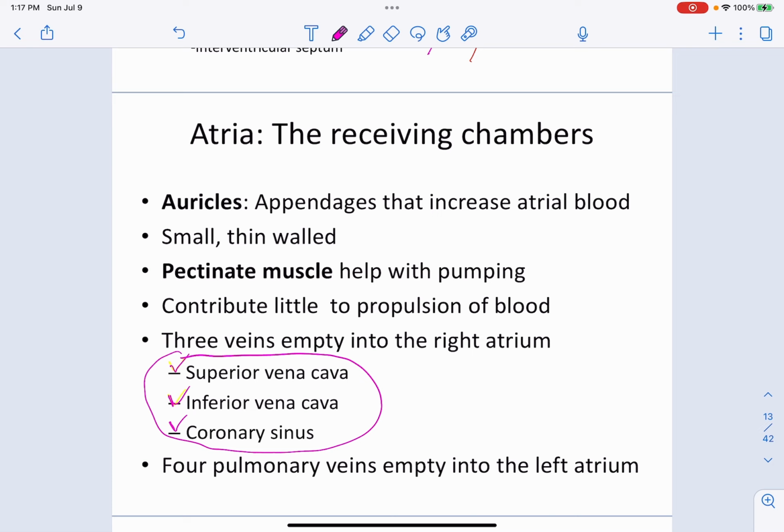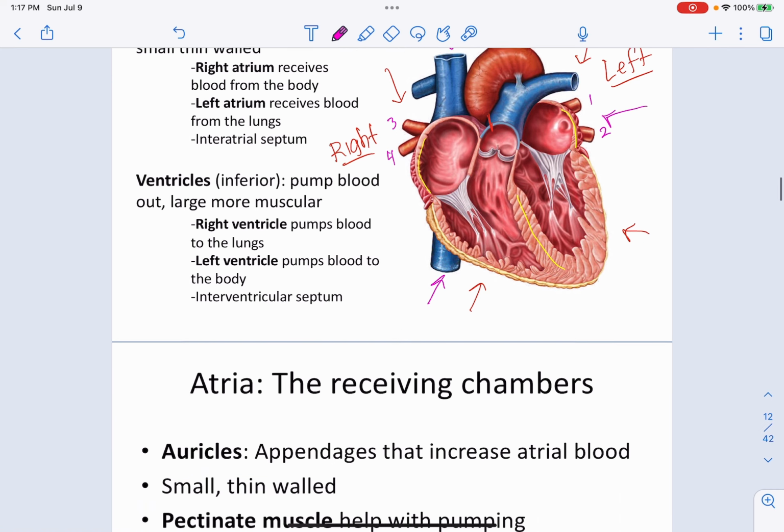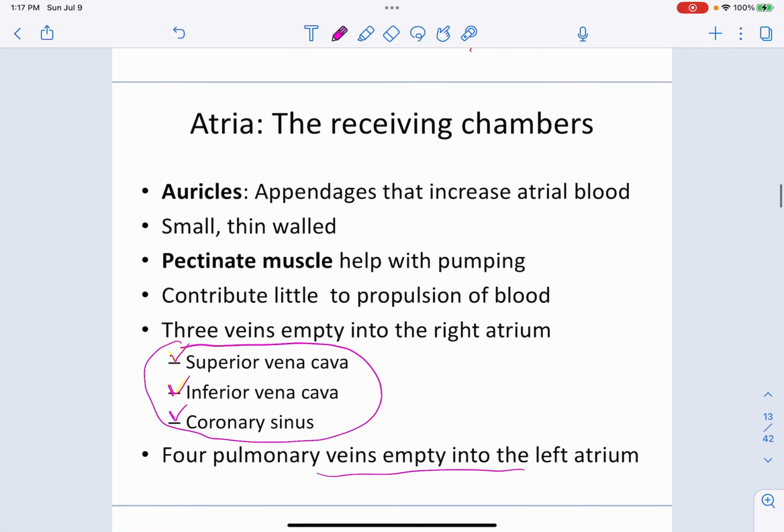There are 4 pulmonary veins that empty into the left atrium. So here are the pulmonary veins. Here's 1, here's 2, here's 3, and here's 4. And they are all going to dump blood into the left atrium.